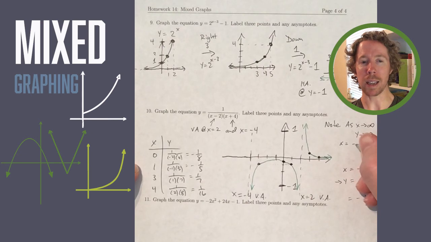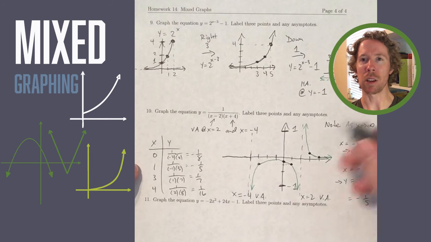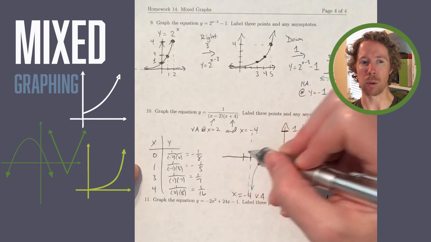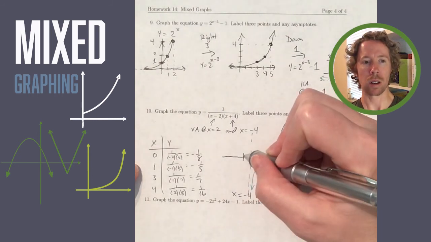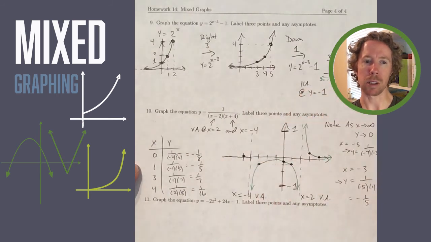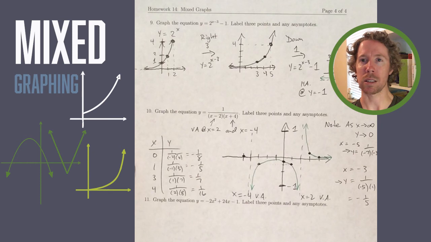But really, I didn't have to plot that third point because I know that there are no x-intercepts on this graph. If you try to set that fraction 1 over x minus 2 times x plus 4 equal to 0, it's never equal to 0. There are no solutions to that equation. So there are no x-intercepts here. So I know the graph can't cross the x-axis.